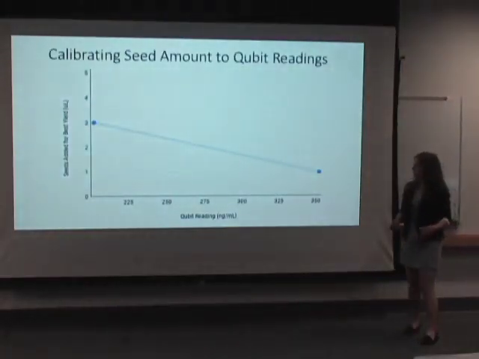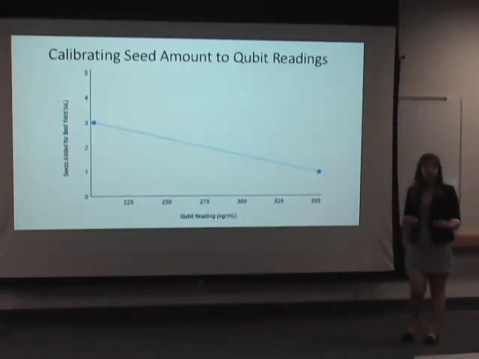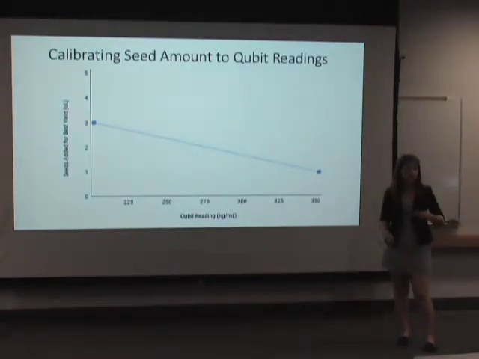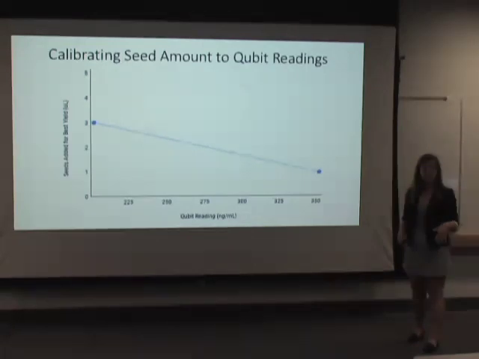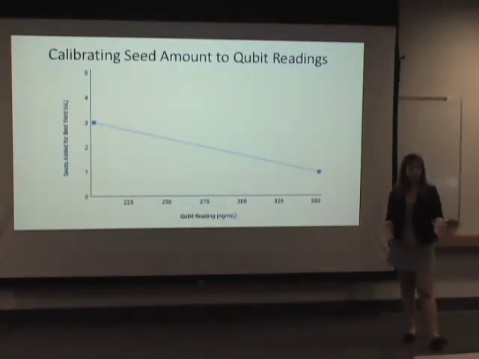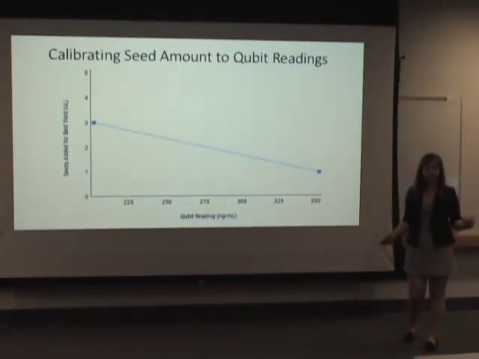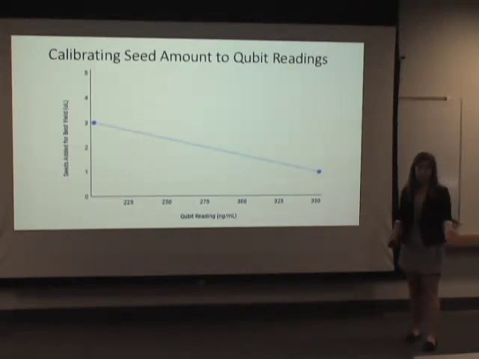And so what we were able to determine is that if you have a lower Qubit reading, you should be adding more seeds in order to boost your yield of nunchucks. However, if you have a much higher Qubit reading, you should be adding fewer seeds. And that way, you'll be able to preserve your arm length, because if you have too many seeds but the same amount of tiles, your arms will be much too short to see and visualize.